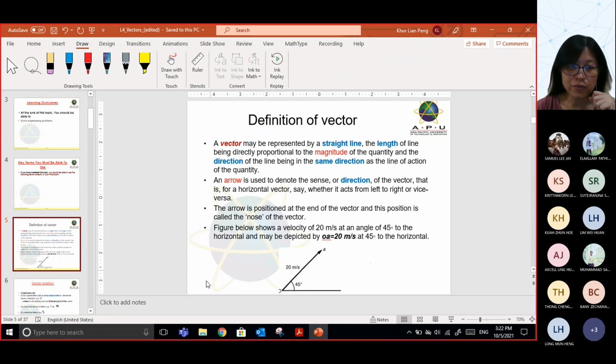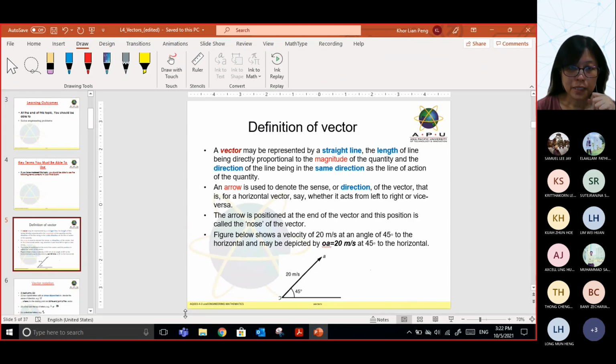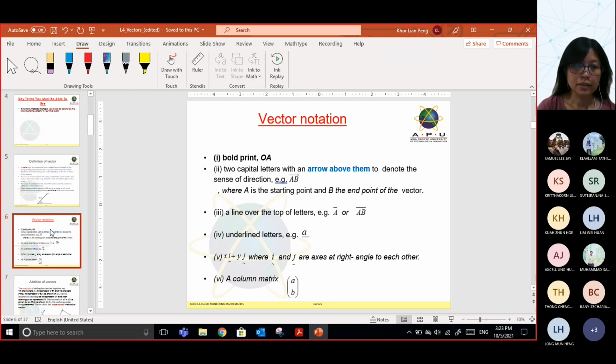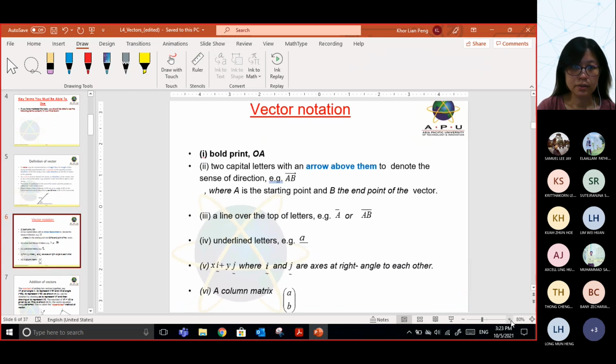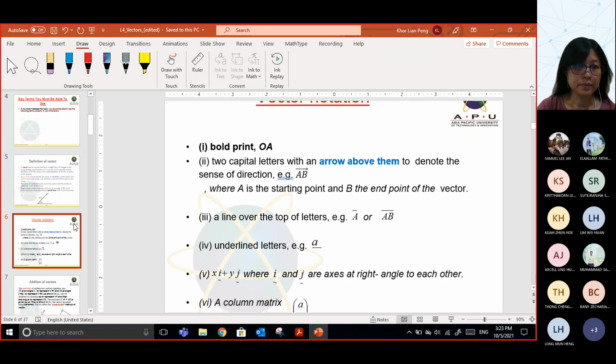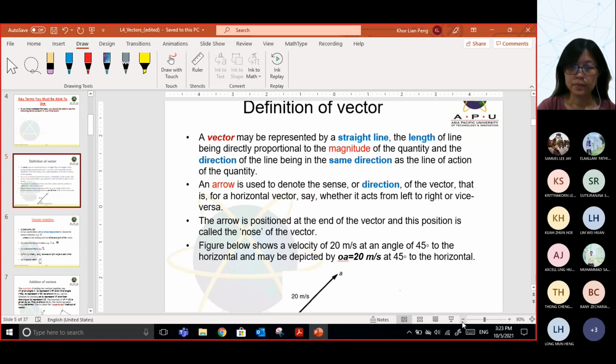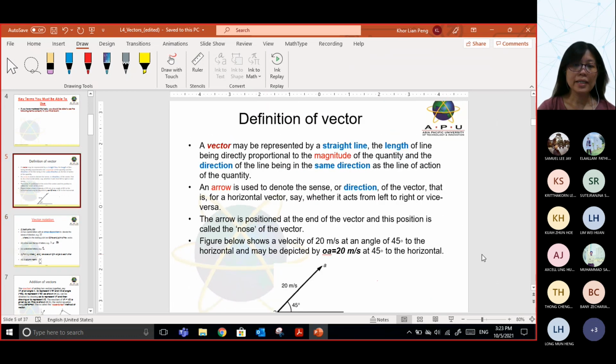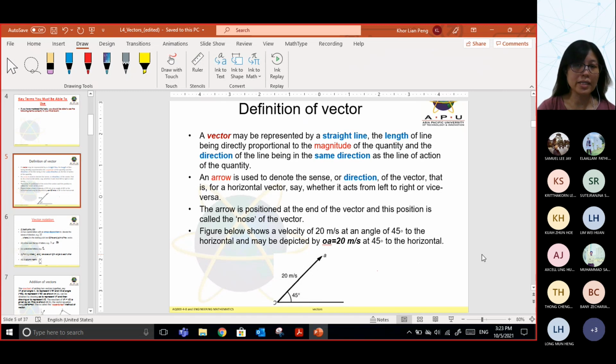Okay, so yesterday we just had a very short introduction on the vector, okay? So can any students let me know that you can see my screen? Yes, Miss, can see. Okay, thank you.